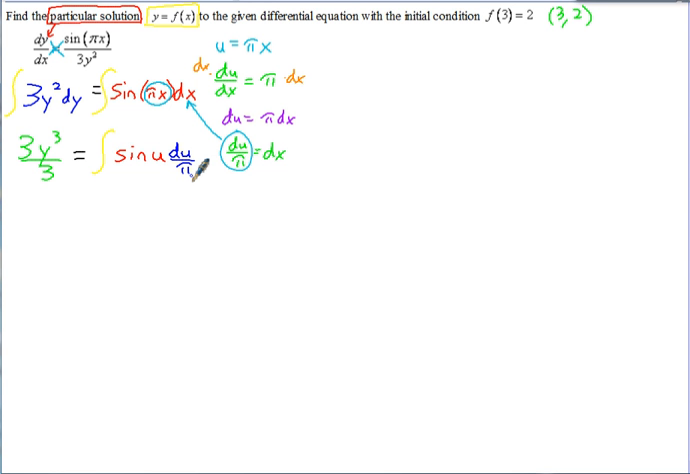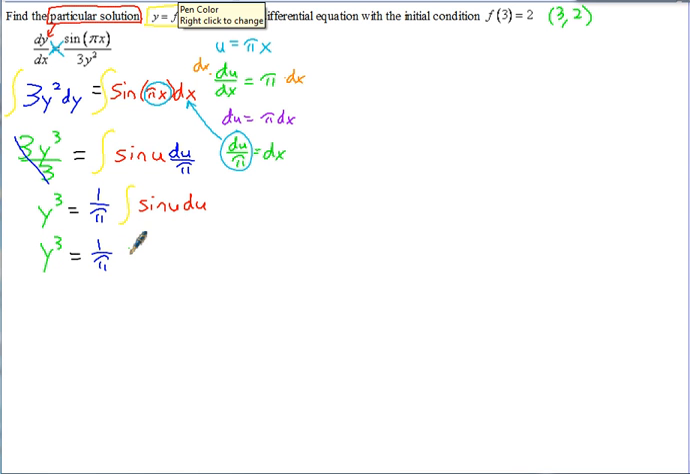And then we can start simplifying this. So the 3's reduced out here, so we just have y cubed equals, here you can pull out the 1 over pi out in front, because that's just a constant. And now we've got just sine of u du. So a simple integral, sine of the single variable, which we can integrate. So we start with y cubed equals 1 over pi. When you integrate sine of u, that gives you negative cosine of u.